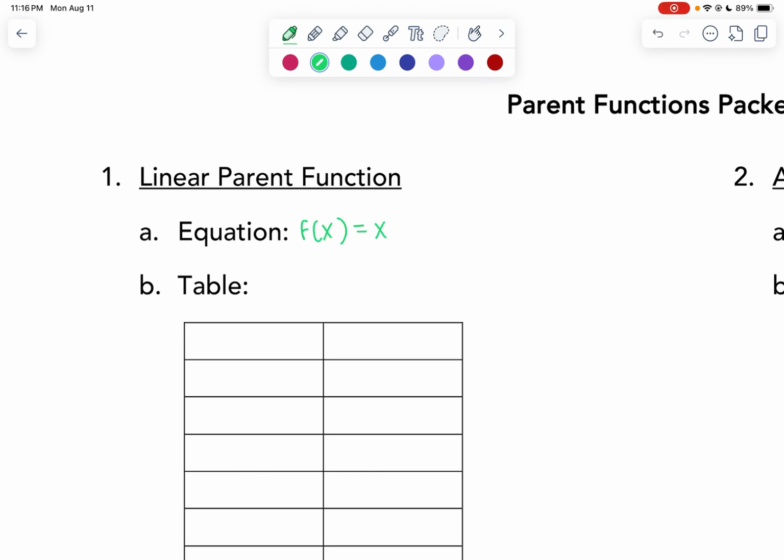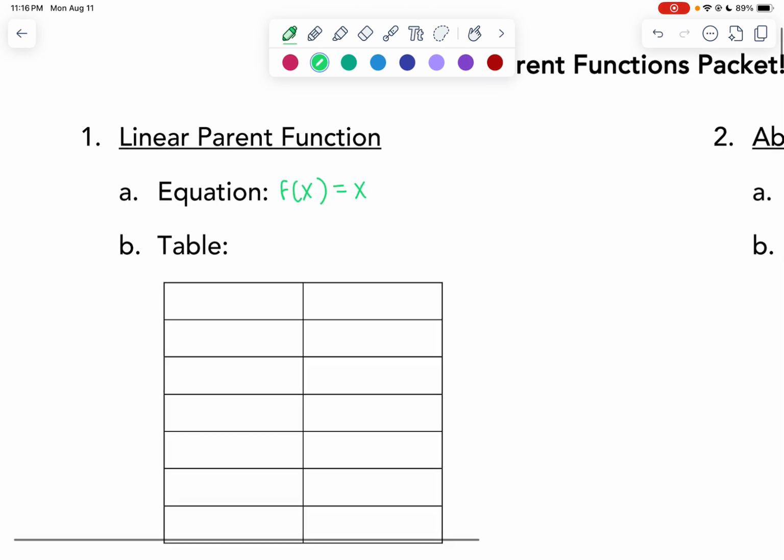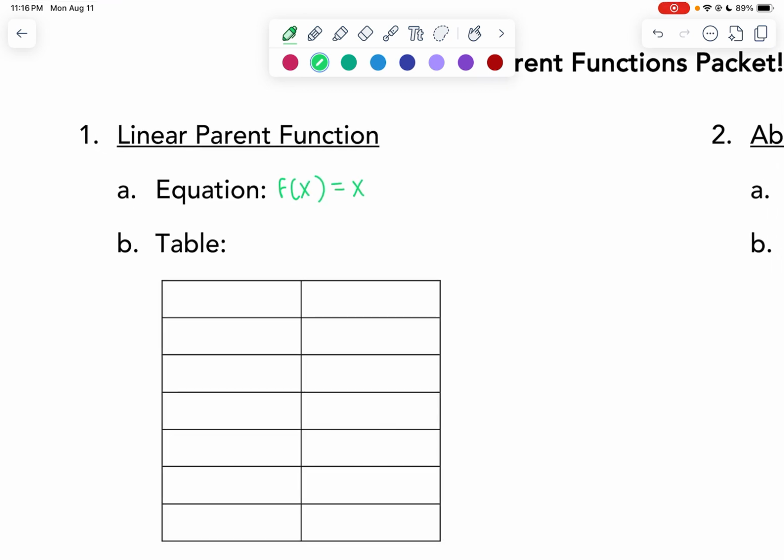Now, whenever you're having trouble graphing something, don't forget that you can just plug in points and make a table and then use that table to graph. So that's what we're going to do here. So I'm not going to worry about slope or y-intercept or anything. I'm just going to plug in -3 for x. And if x is -3, then f of x or y would also be -3.